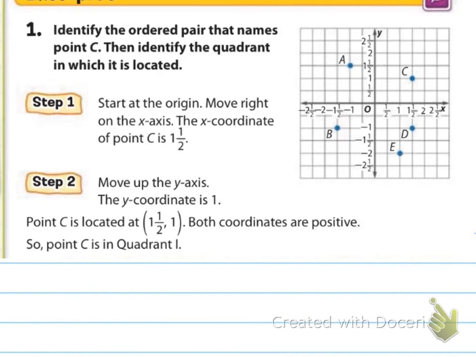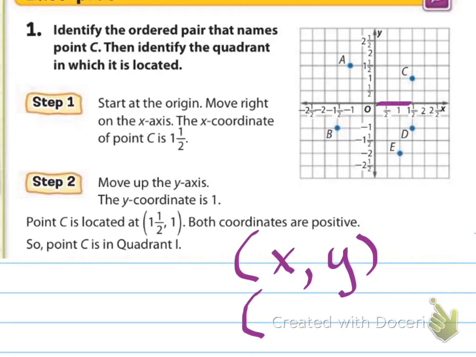So looking at our first example here, it says to identify the ordered pair that names point C. So we've got point C right here, and we need to figure out what are the numbers that correlate to the letter C. We know that our first number has to be our x, and our second number has to be our y. I would recommend that you always show the x comma y, and then underneath it you can write in what is the x.